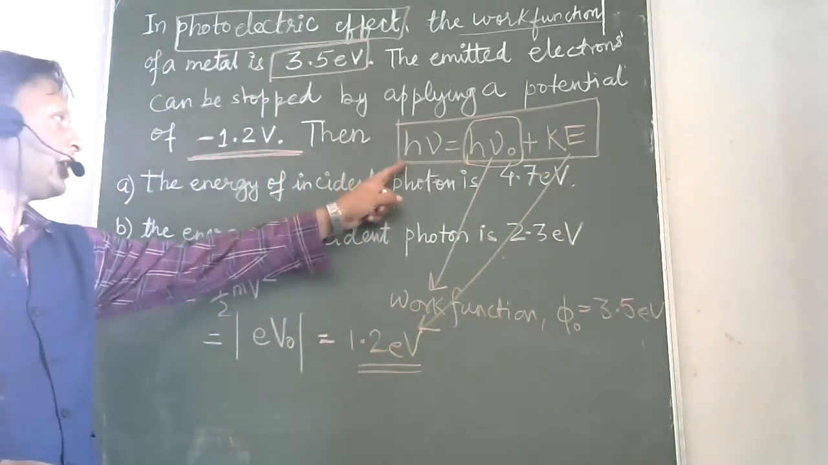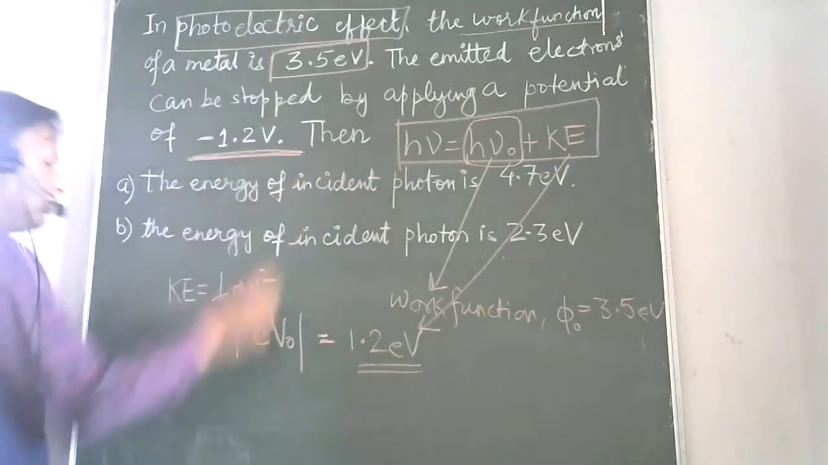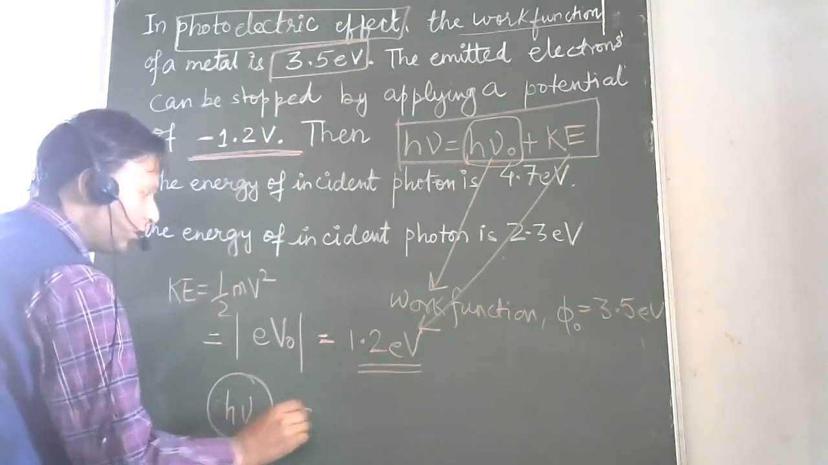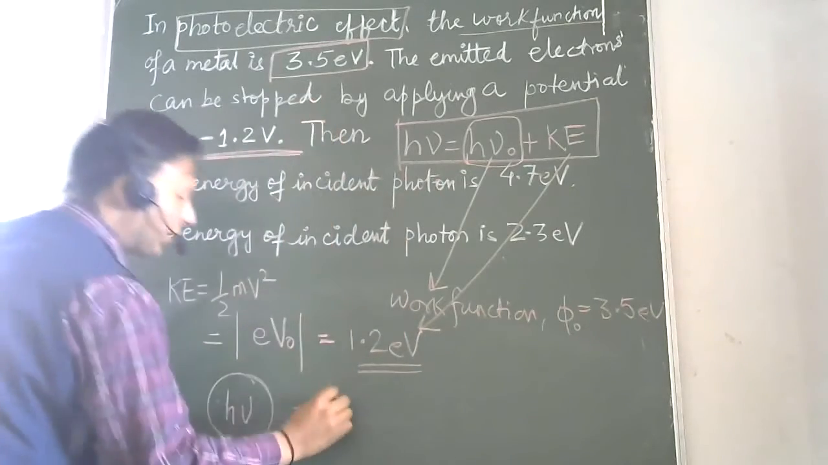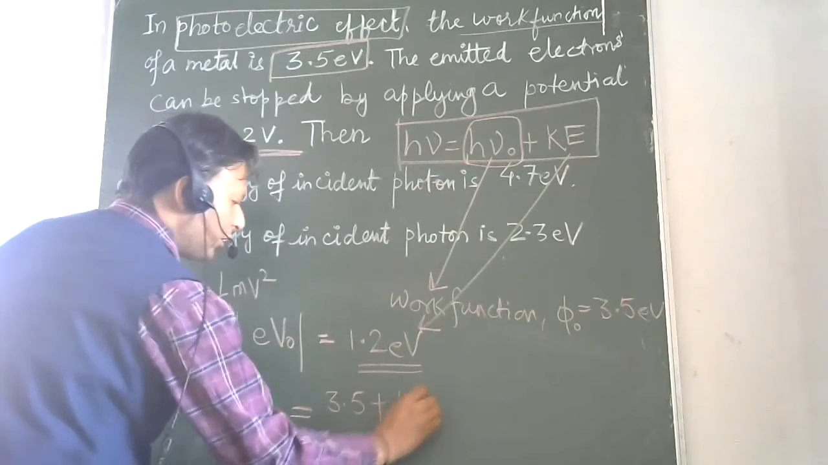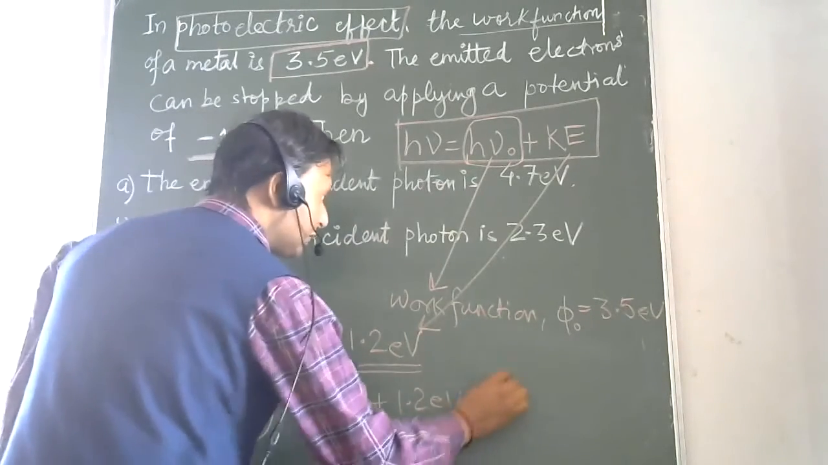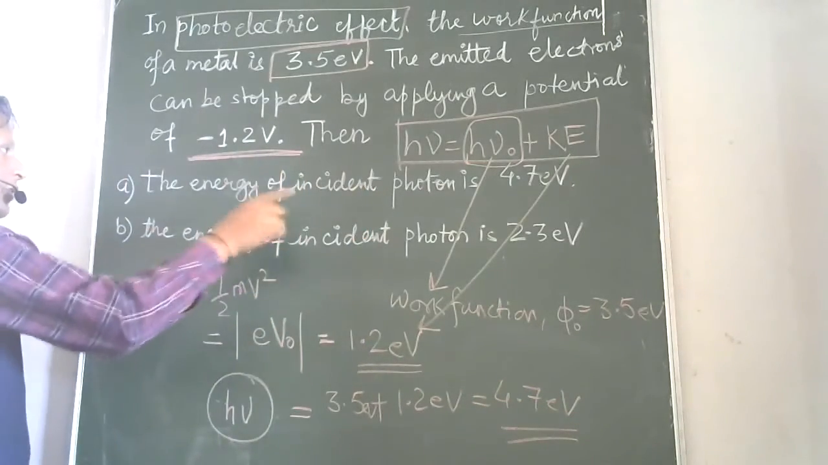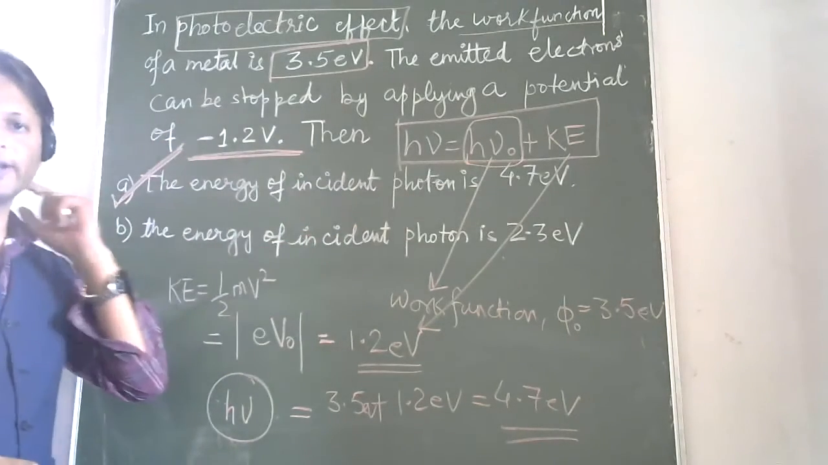So what we have to find out is the energy of the incident photon. What will be the value of the energy of the incident photon? h nu, which is the energy of the incident photon, will be equal to h nu naught, the work function, which is 3.5 electron volts, plus the kinetic energy, that is 1.2 electron volts. So 3.5 plus 1.2 is 4.7 electron volts. So this is the correct option. The first option: the energy of the incident photon will be 4.7 electron volts.